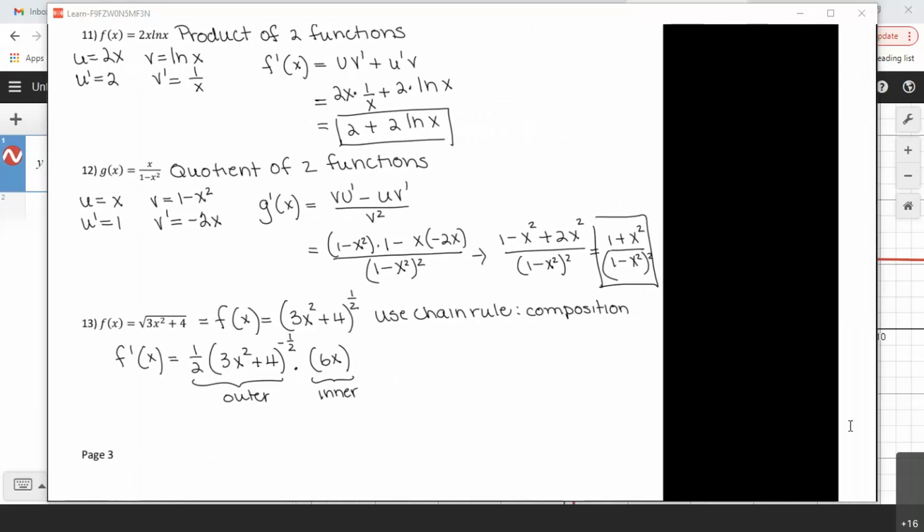Or if you notice, hey, I have a 1/2, so I can write that as 1/2. The 6x is in the numerator, and the square root is in the denominator.